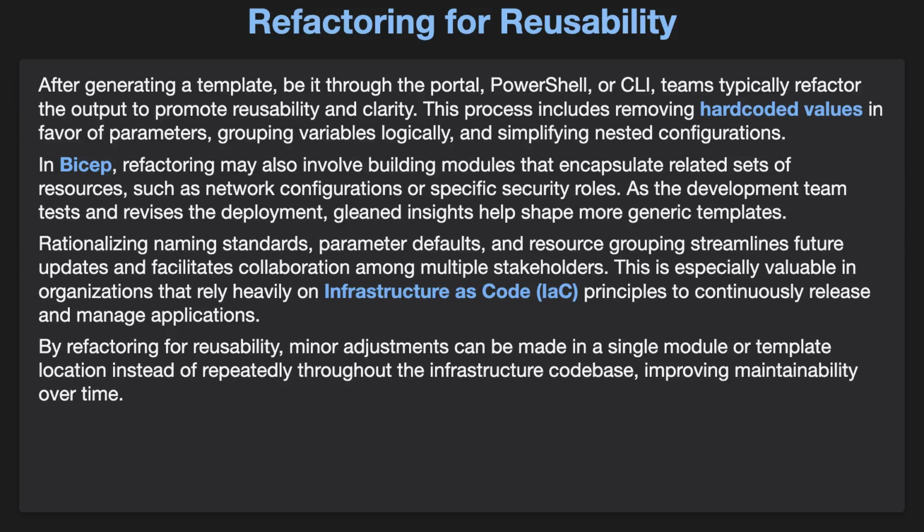After generating a template, be it through the portal, PowerShell, or CLI, teams typically refactor the output to promote reusability and clarity. This process includes removing hard-coded values in favor of parameters, grouping variables logically, and simplifying nested configurations. In Bicep, refactoring may also involve building modules that encapsulate related sets of resources, such as network configurations or specific security roles. As the development team tests and revises the deployment, gleaned insights help shape more generic templates. Rationalizing naming standards, parameter defaults, and resource grouping streamlines future updates and facilitates collaboration among multiple stakeholders.